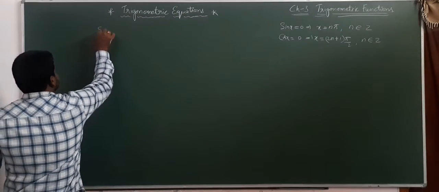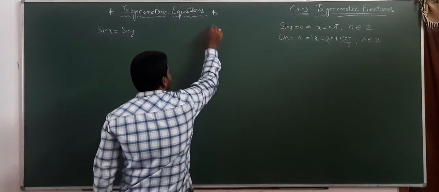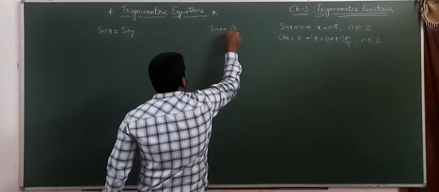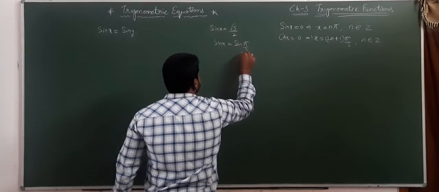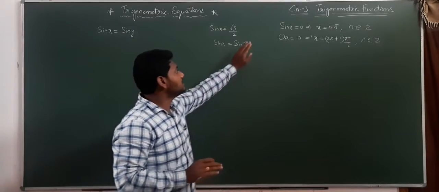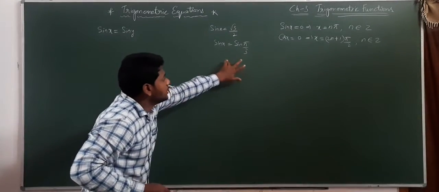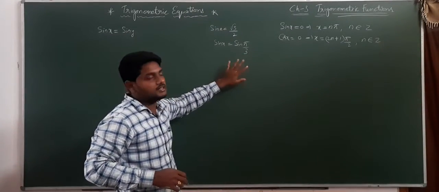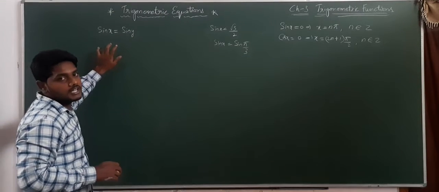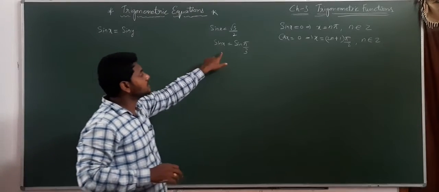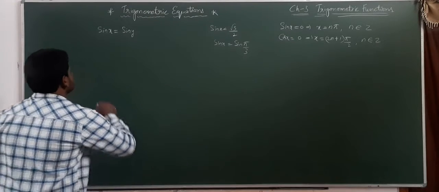See, for example, if sin x equal to sin y. As in the previous problem, sin x equal to root 3 by 2 means we have written sin x equal to sin pi by 3, right? Now instead of pi by 3, generally I will consider y, nothing but the general solution. Sin x equal to sin pi by 3, x equal to pi by 3, right? Now here, if sin x equal to sin y, what about that x? Here we know that x equal to pi by 3. But what about that y? For that we will find the general solution.